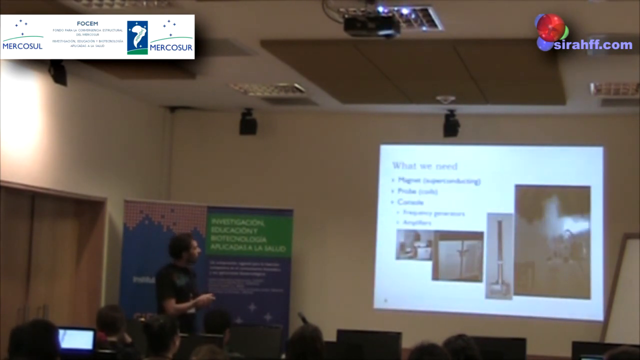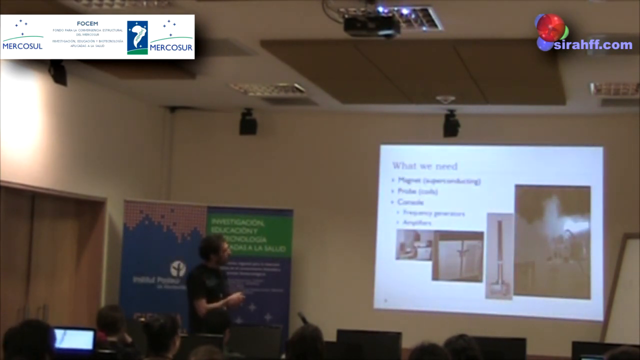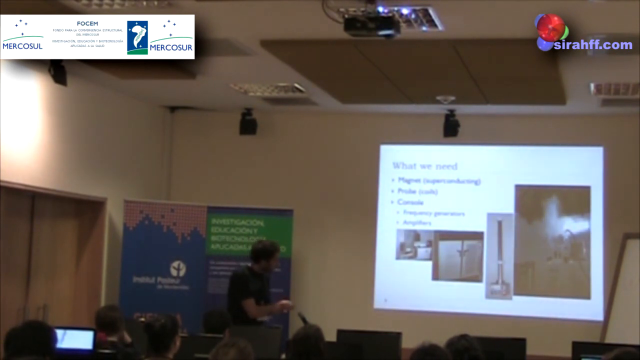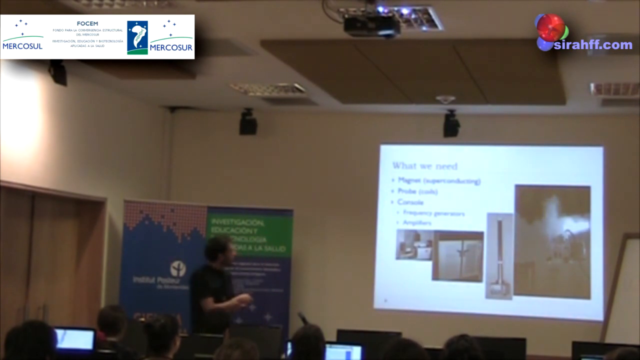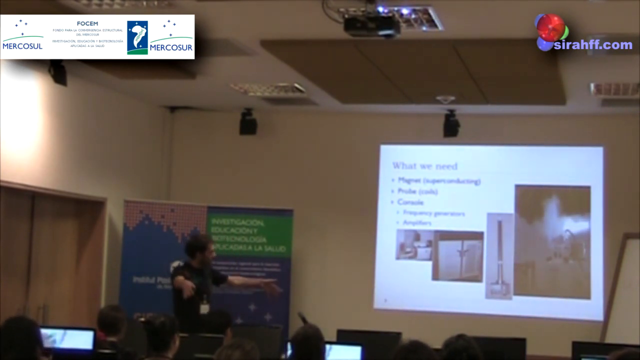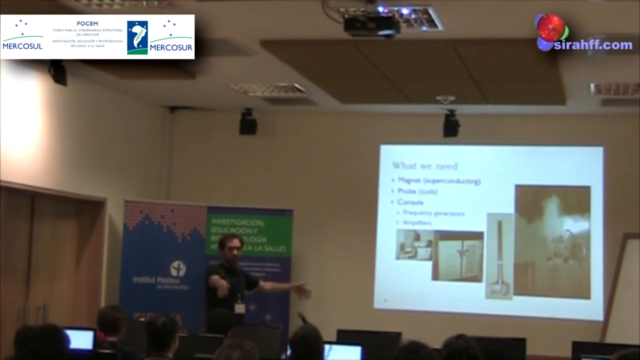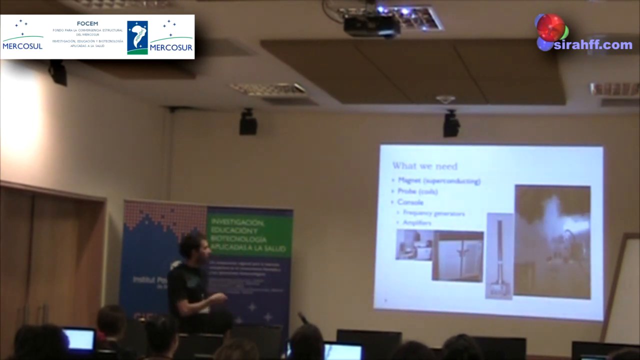We skip this. What we need is, again, a magnet. What kind of magnet? We use a superconducting magnet. I will tell you a little bit about this in the next slide. We need a probe, where the antenna is located. The probe is something which looks like this and is inserted inside the magnet. And we need the frequency generator and amplifiers, which are usually packed in something we call the console.